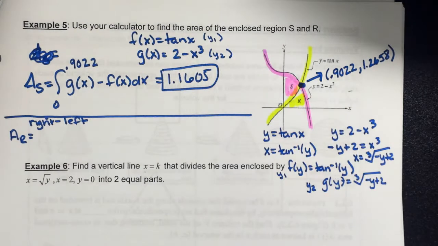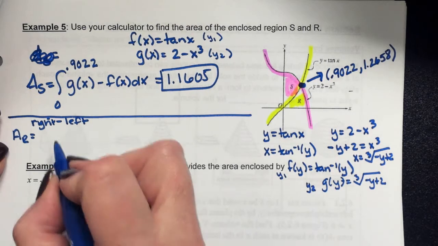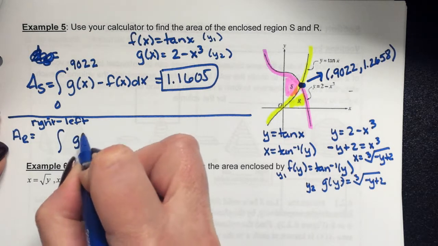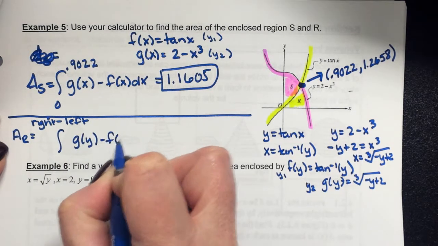So now when I do right minus left, which function is on the right? Is it my f of y, which is the inverse tangent, or is it my g of y, which is the cube root? g of y, exactly. So now when I go to find the area of region R, again it's going to be g of y minus f of y.